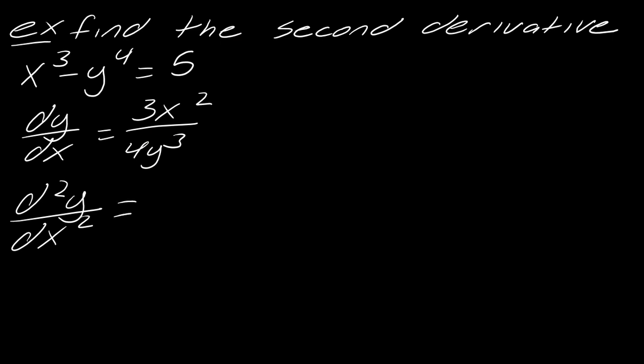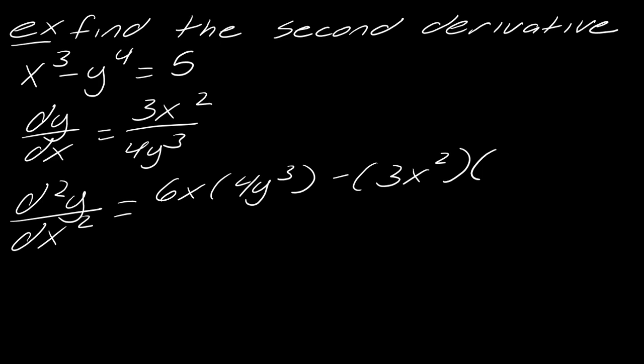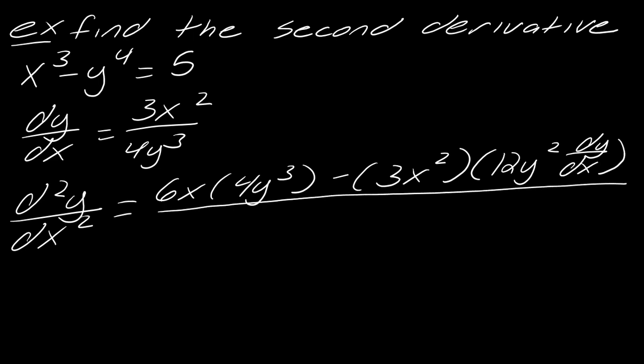I've got to use the quotient rule here. So I take the derivative of the top function, which will be 6x, and I multiply that by the bottom function, 4y cubed, and then I subtract. I leave the top function alone, 3x squared, and multiply that by the derivative of the bottom function, which will be 12y squared. However, since I took the derivative of y, I will now write dy/dx here. And then I divide all of this by 4y cubed, and then I square that.